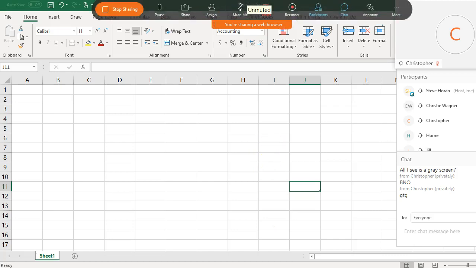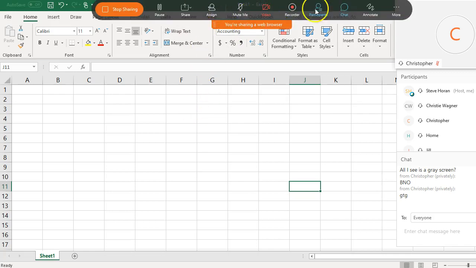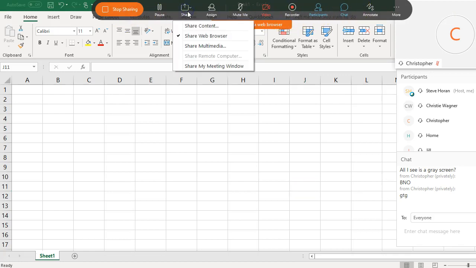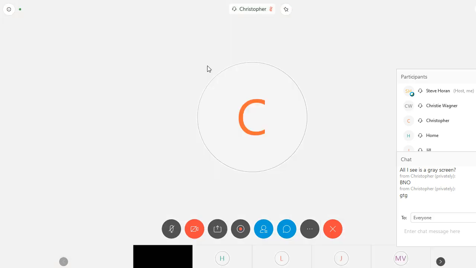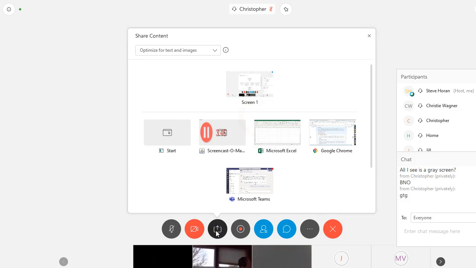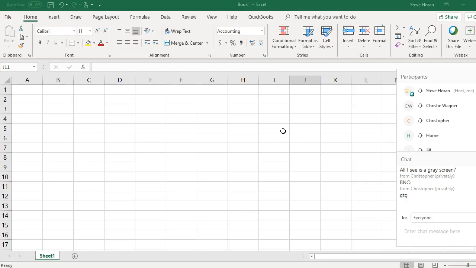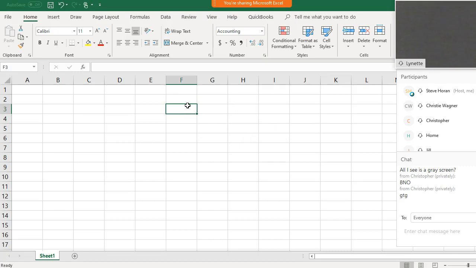WebEx is different. I haven't used it since last spring, and it's different all of a sudden. So that's my bad. Let's see. Share my meeting window. Web browser. Meeting window. How about, what do you guys see now? Do you guys see anything now? Okay. And now it says share content. Okay. Let me try something else. What do you see now? Oh, there it is. Excel. You see Excel now?